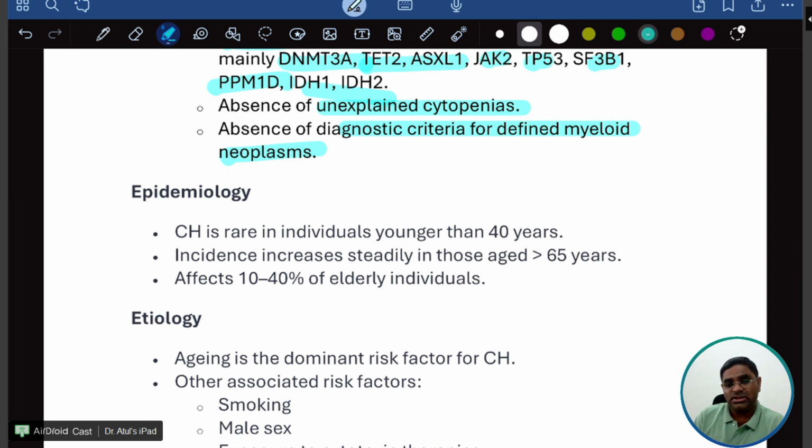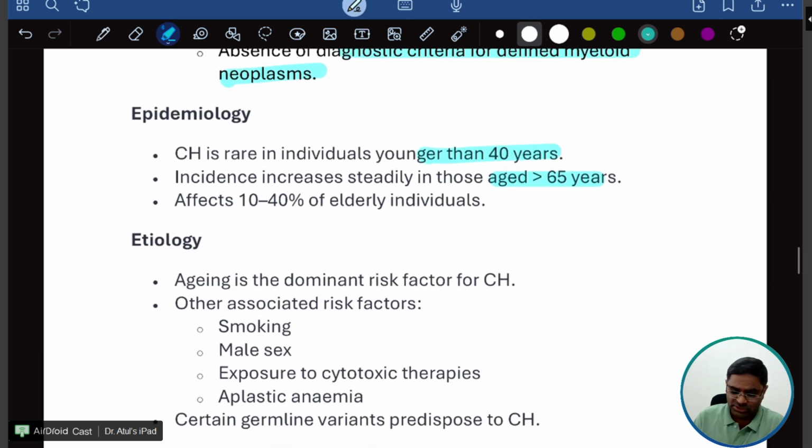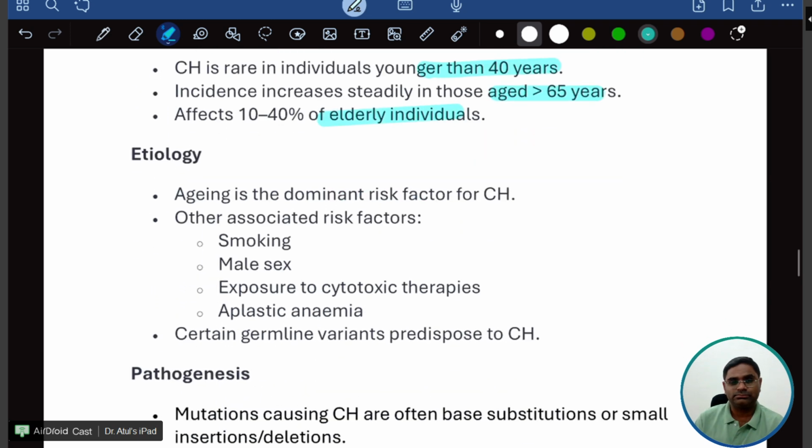Clonal hematopoiesis is rare in individuals younger than 40 years. It occurs in the elderly, that is aged more than somewhere around 65 years. It affects 10 to 40% of elderly individuals. Now, etiopathogenesis. Aging is the dominant risk factor for clonal hematopoiesis. The other associated risk factors are smoking, male gender, exposure to cytotoxic therapy, and aplastic anemia.